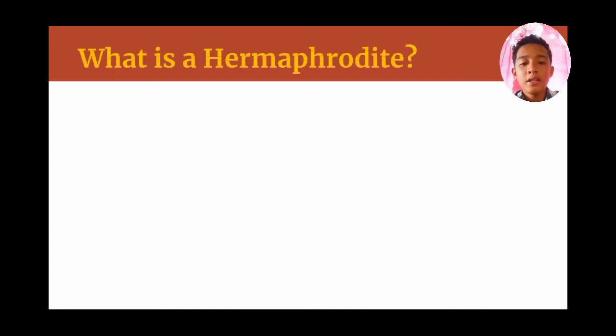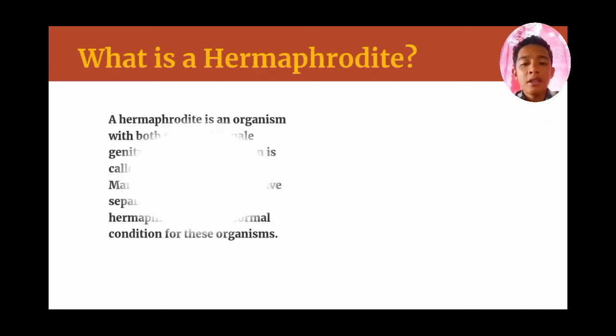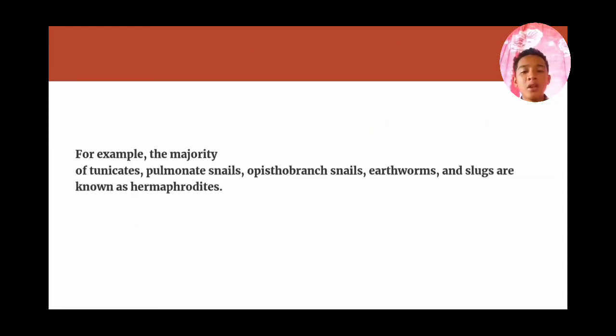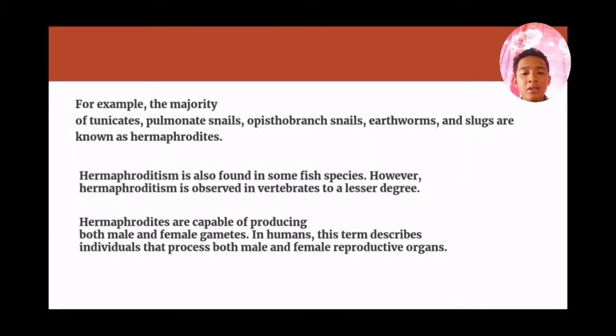What is a hermaphrodite? A hermaphrodite is an organism with both male and female genitalia. This phenomenon is called hermaphroditism. Many invertebrates have no other sex. Therefore, hermaphroditism is a normal condition for these organisms. For example, most tunicates, pulmonate snails, opisthobranch snails, earthworms, and slugs are known as hermaphrodites. Hermaphroditism is also found in some species of fish.